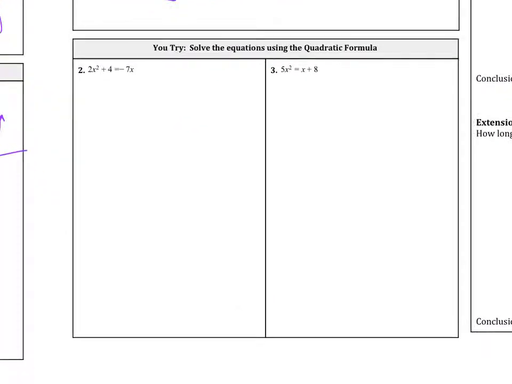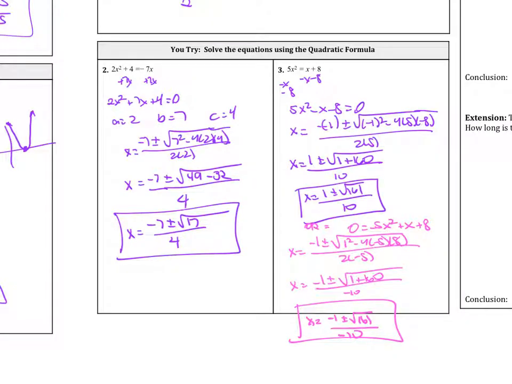So go and try these last two examples here. Pause the video and try it out. So here are the answers. For number 2, you should have gotten x equals negative 7 plus or minus square root of 17 over 4.